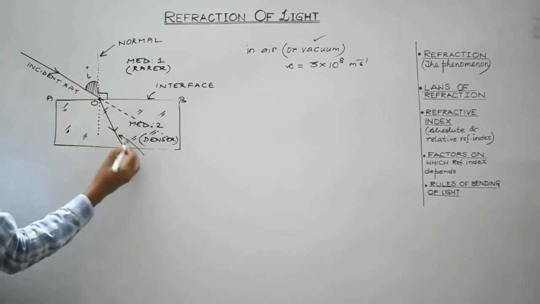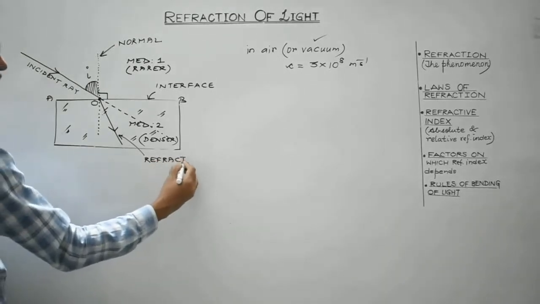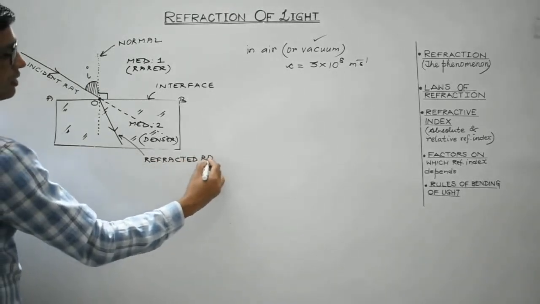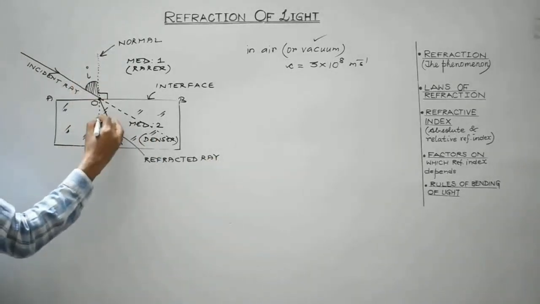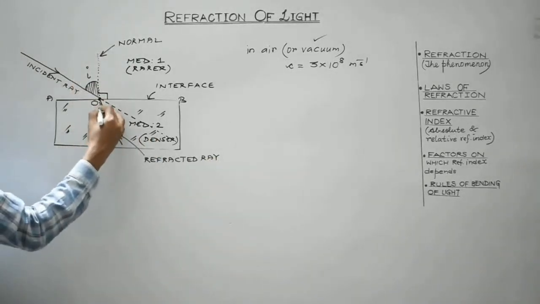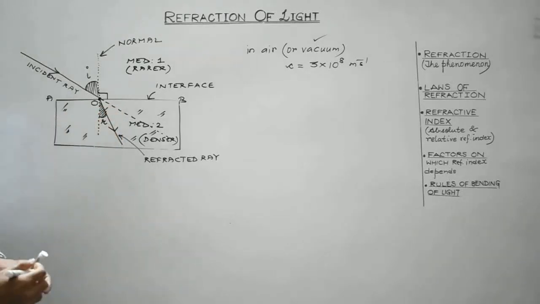This ray is known as the refracted ray. And the angle which this refracted ray makes to the normal is known as the angle of refraction. This angle is known as the angle of refraction.